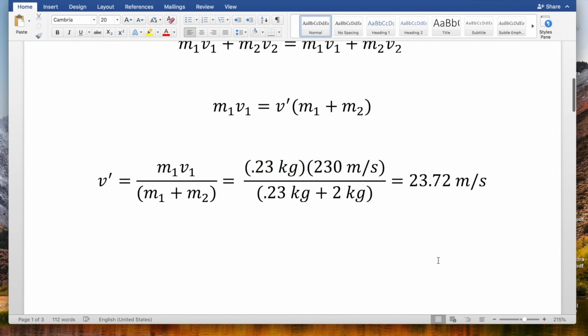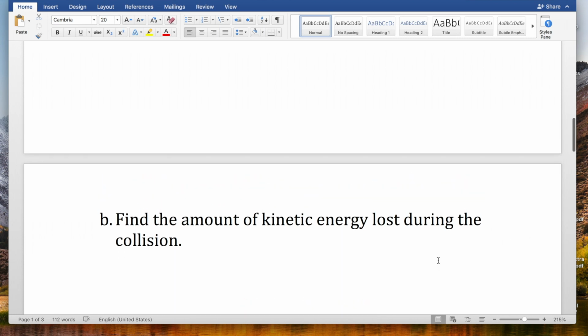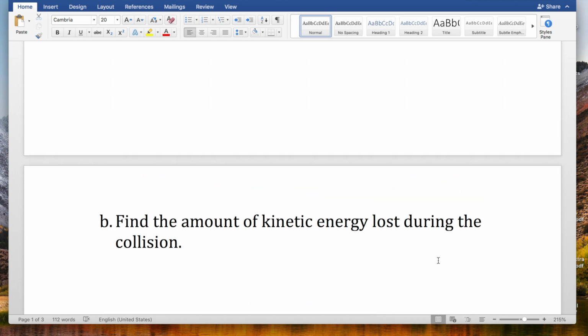All right, moving on. Part B of this problem says find the amount of kinetic energy lost during the collision. A completely inelastic collision does not conserve kinetic energy, meaning that some kinetic energy actually leaves the system, and we want to just figure out how much. In a completely inelastic collision, the most amount of kinetic energy possible is lost, so let's just see how much that is.